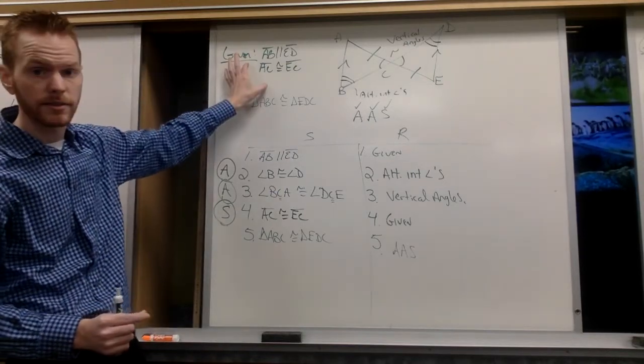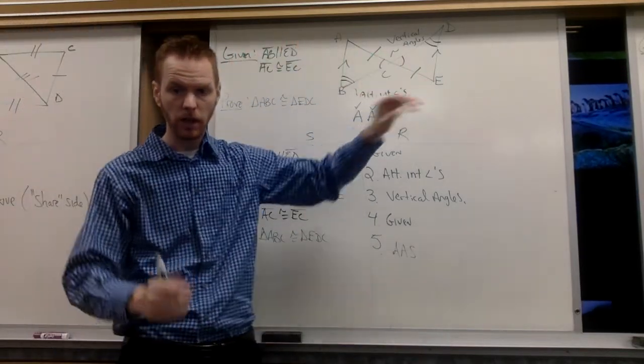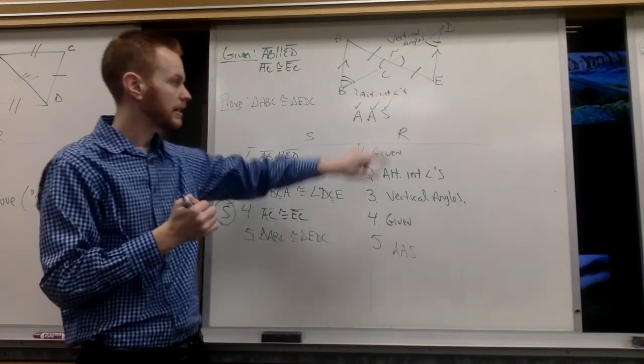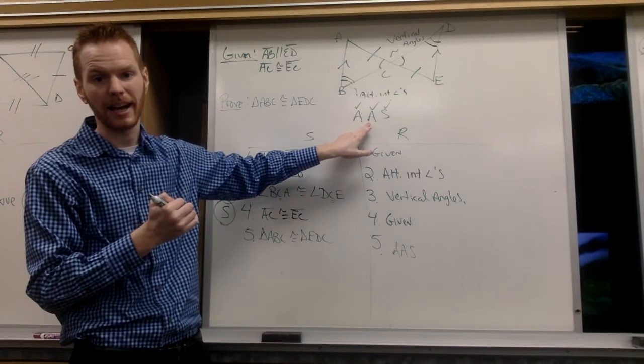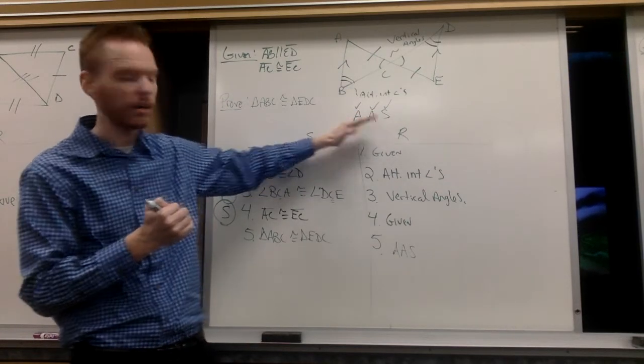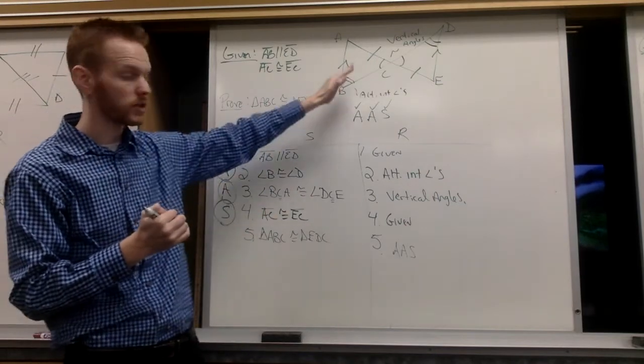You take this, draw in the picture. Mark anything else that's congruent based on that information. Decide which one of these guys makes these triangles congruent. And then whatever's listed here, list here, which is what's in the picture.